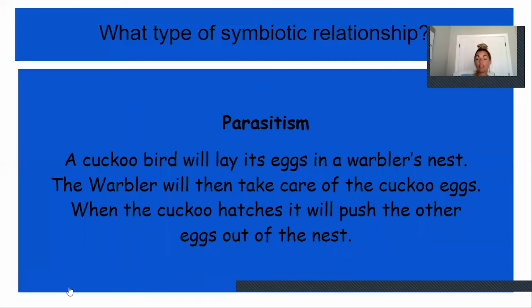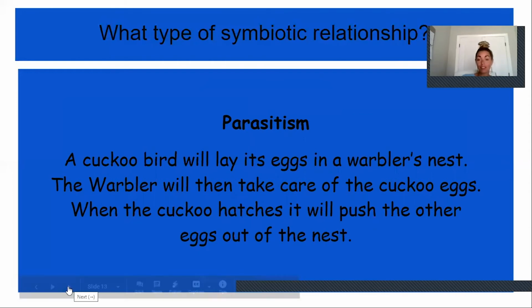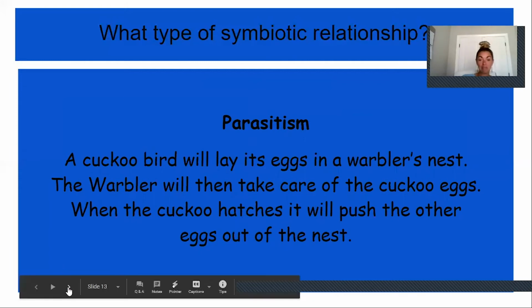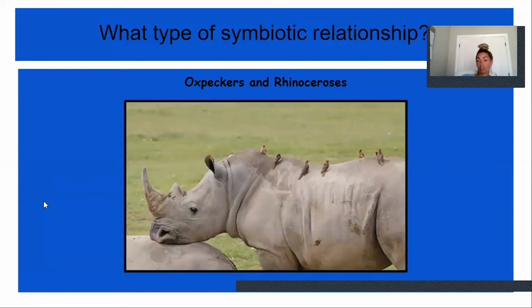The cuckoo bird will lay its eggs in a warbler's nest. The warbler will then take care of the cuckoo's eggs. When the cuckoo hatches, it will push the other eggs out of the nest. So that's interesting, kind of sad, right? Kind of cool though that the warbler will take care of the eggs, but the cuckoo will just push everything out when it hatches.